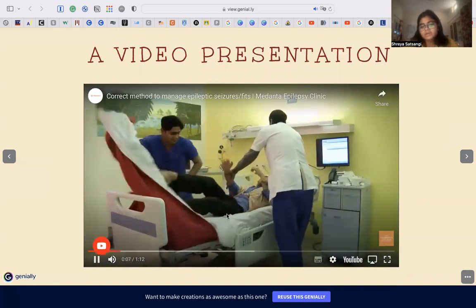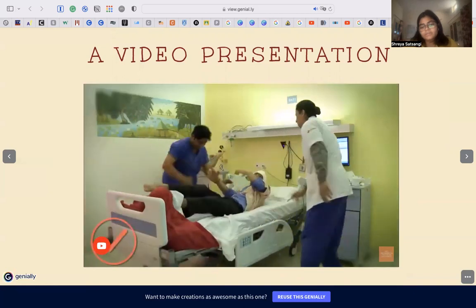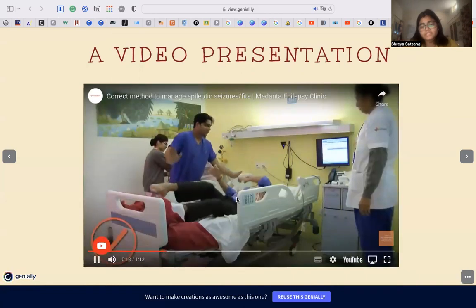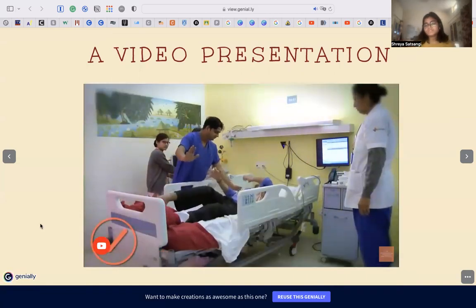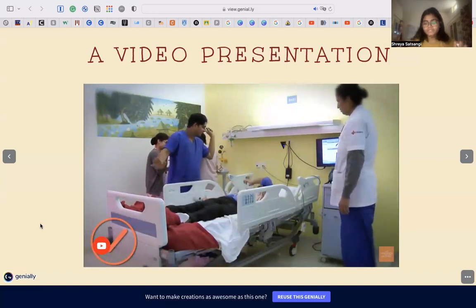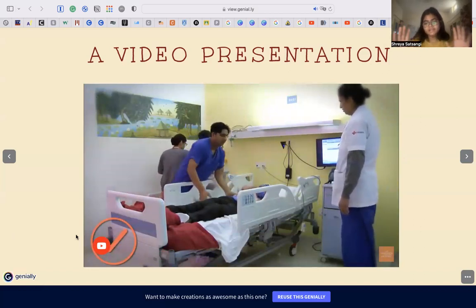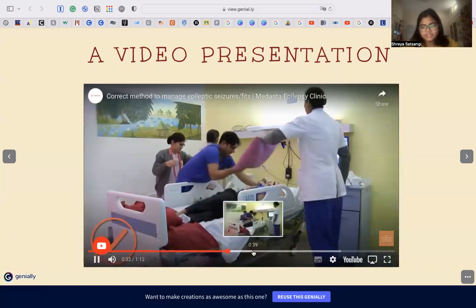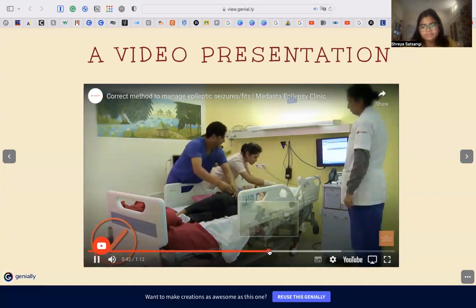So you can see, the patient is continuously moving and doesn't have any control over their body, and the doctor is not even touching the patient. They just let it be, and then do their procedure, turn the patient and so on.